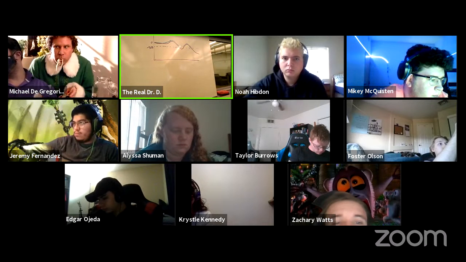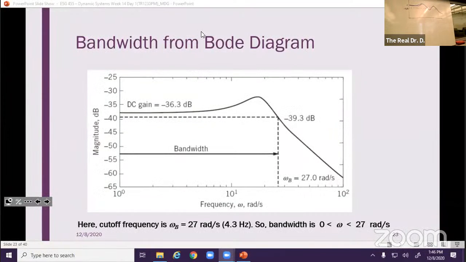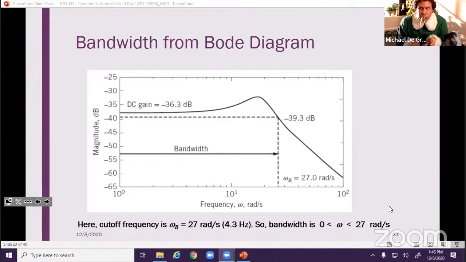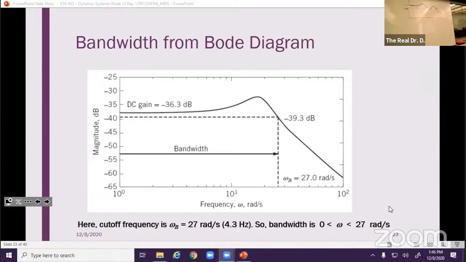The point of me showing you that is what? There's no hard and fast rule that says bandwidth is just one region, okay? Bandwidth is any set of frequencies that stay above the 3 dB line, right? Okay.